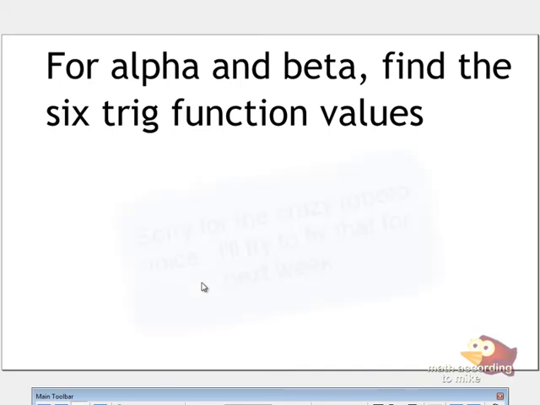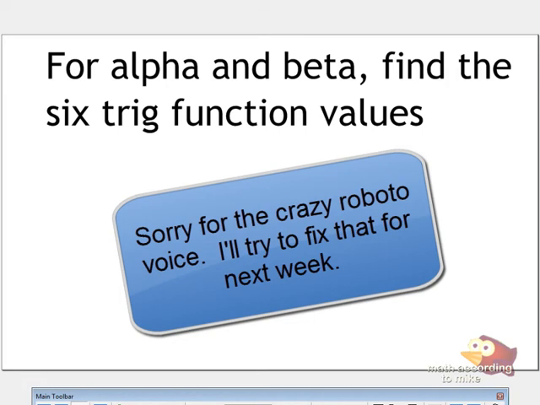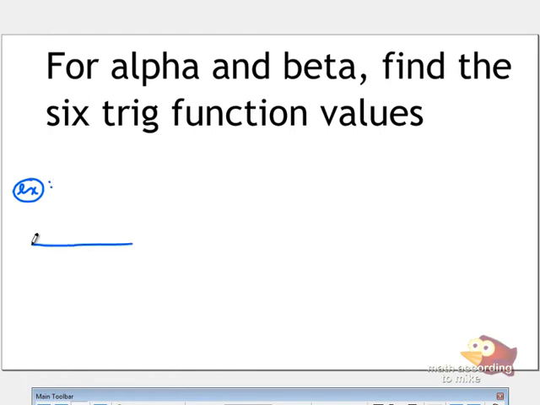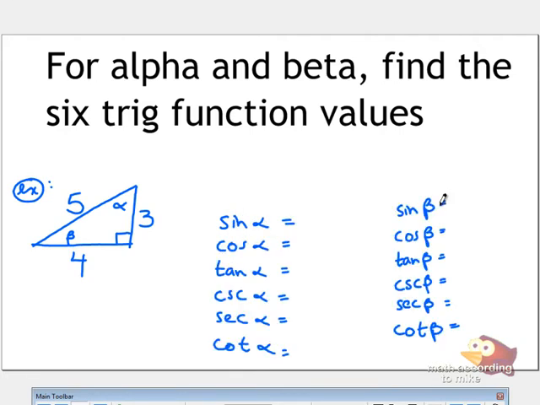One beta found a 6 trig function value, so I'm just going to copy the one we have down there. So let's consider a very famous right triangle. It's your 3-4-5 right triangle. And this will be our alpha up here, and we'll have beta right there. And so what we're going to do is find all 6 trig function values for each one. We'll do the alphas together, and then I'll have you do the betas.